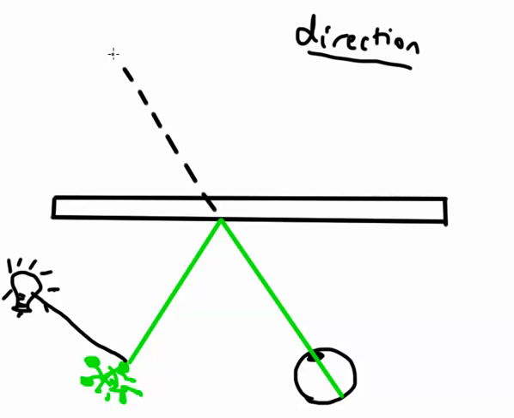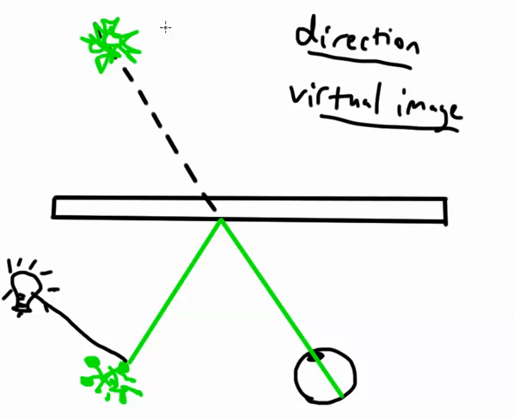So actually it tends to look like things came from behind the mirror. Actually, the place that I'm most likely to think that the plant is located at is right here behind the mirror. So this is called the virtual image. The virtual image of the plant is back here, which is where it looks like the plant is located.